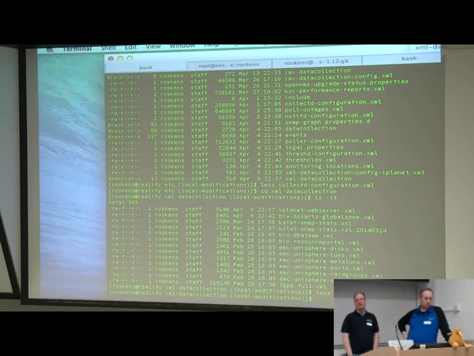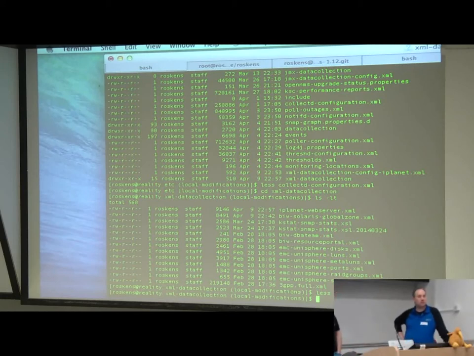I guess one question about EMC or just about vendors in general. How easy did you find it to get information from the vendor for their interface? Or did you find you have to do a lot of reverse engineering to figure it out? As far as what do you mean by that? I mean, because it's pretty much just a straight text dump.